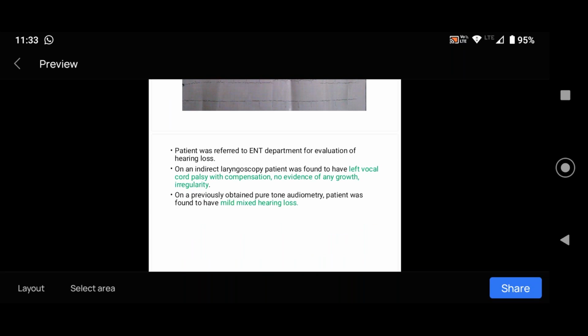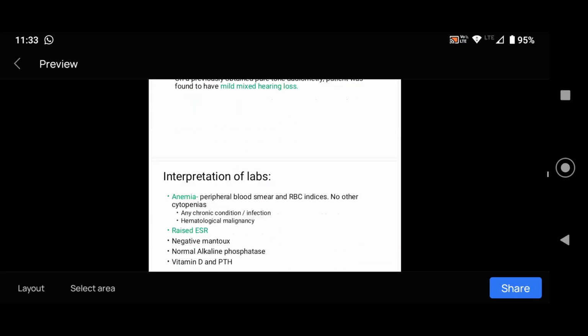On indirect laryngoscopy, the patient was found to have left vocal cord palsy with compensation. No evidence of growth or irregularities. On a previously obtained pure tone audiometry, the patient was found to have mild mixed hearing loss.